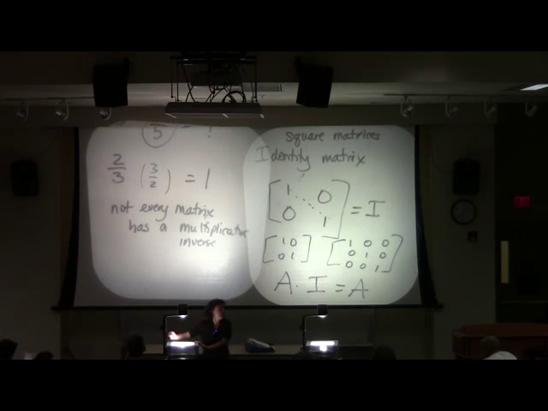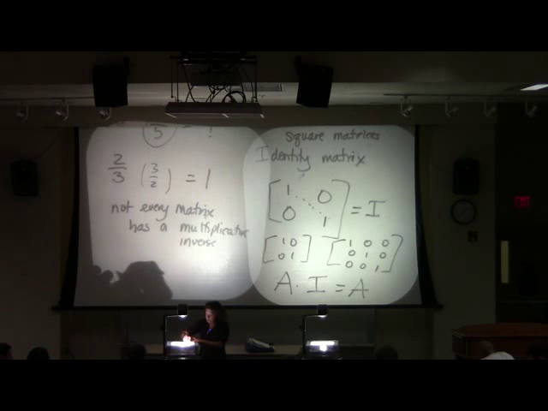But all of the guys that you're going to be interested in do. Okay? You will not have to find your multiplicative inverse. We will have our calculators find your inverse matrix. There are computations that you can do in order to find them.